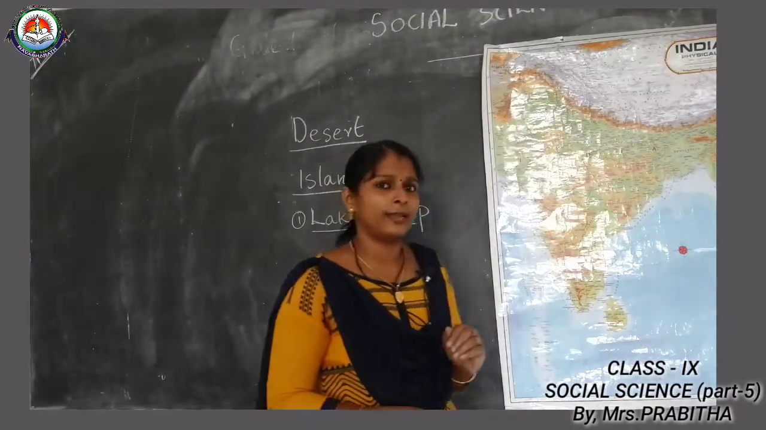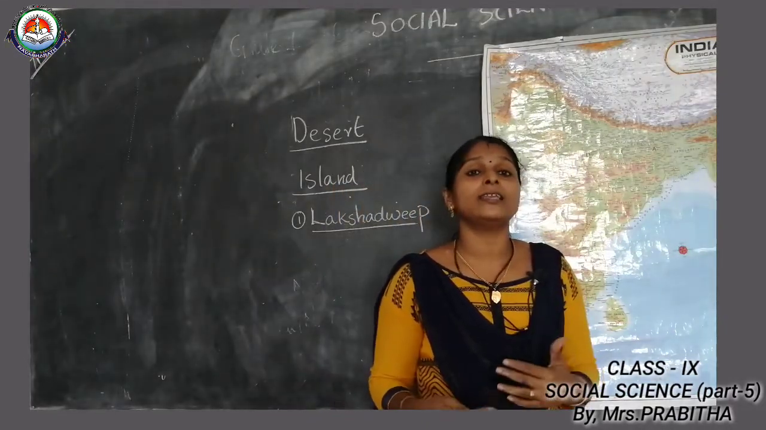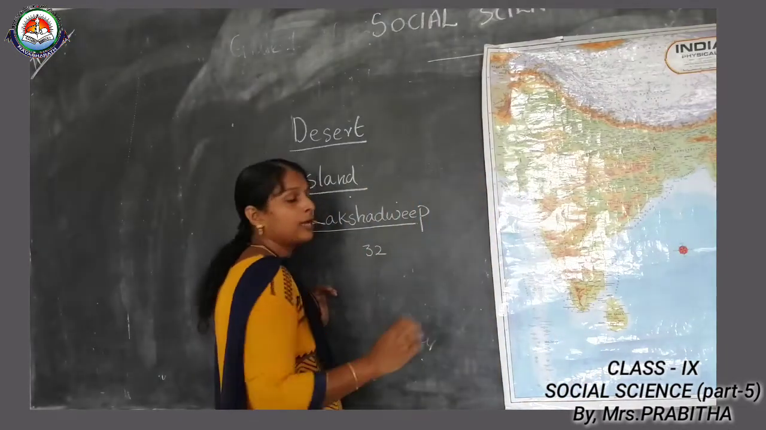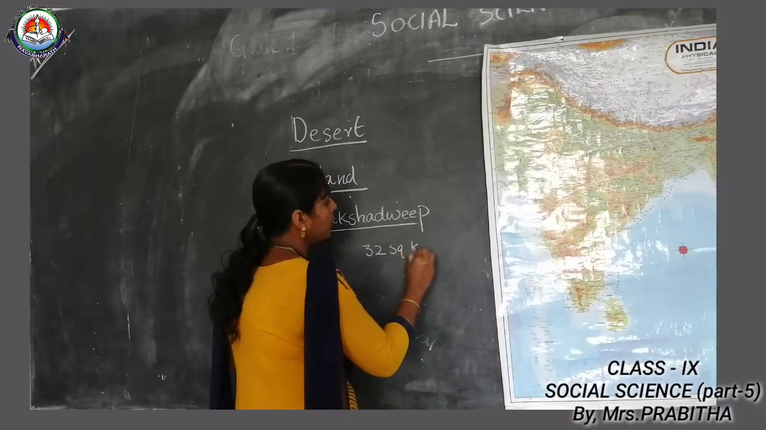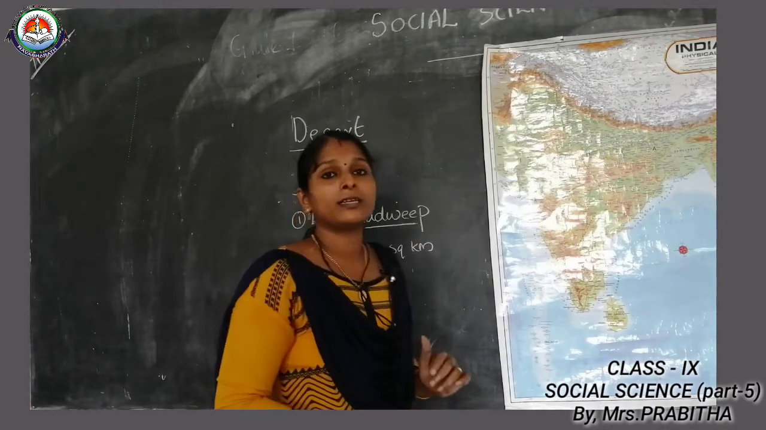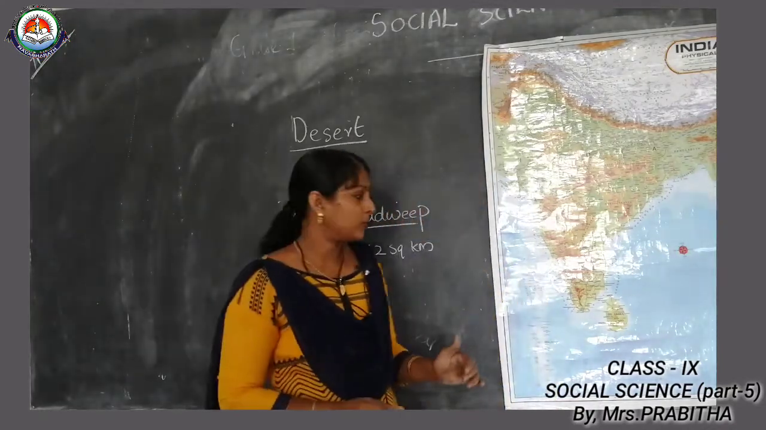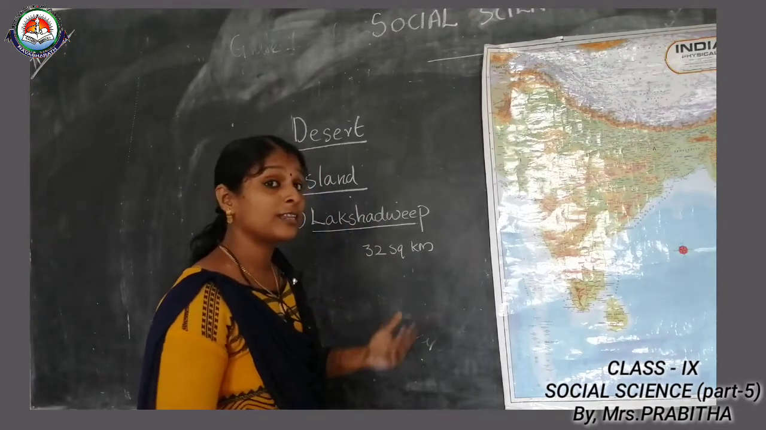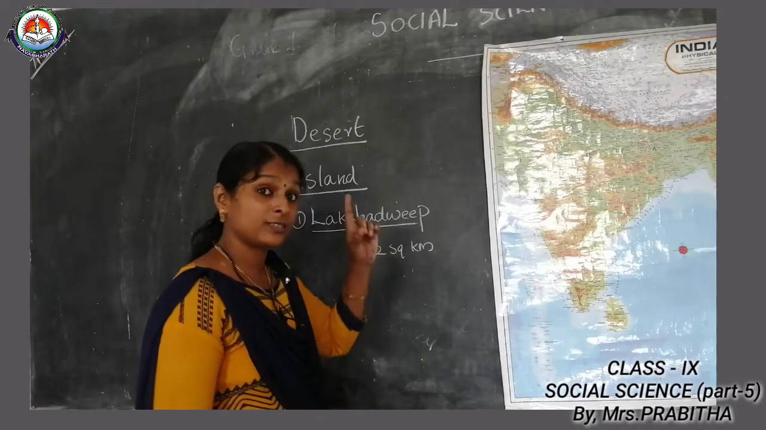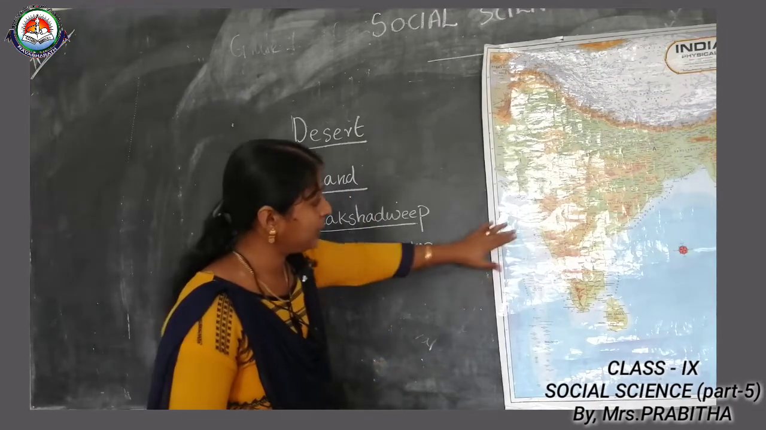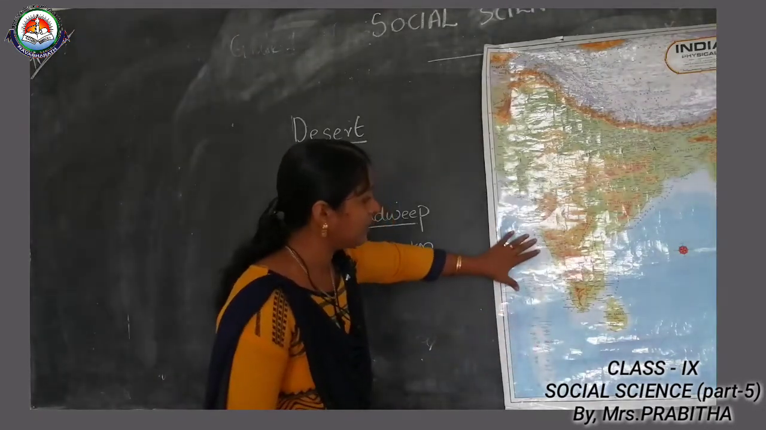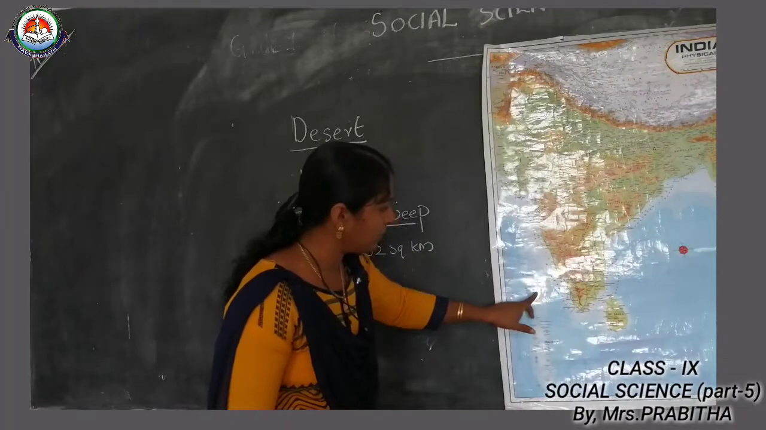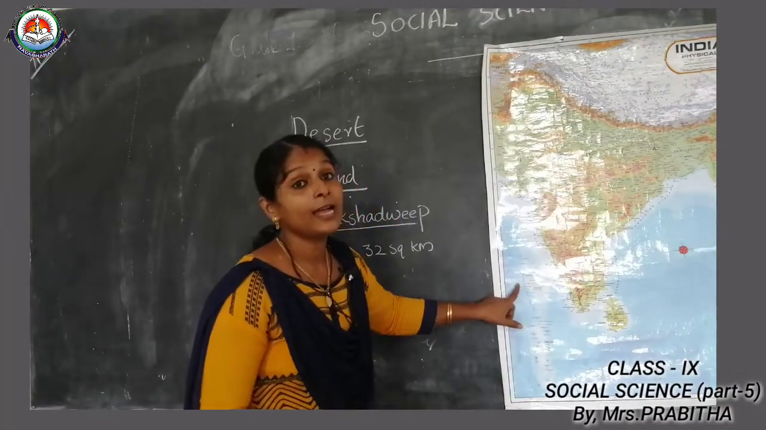It is a small island group. The area of Lakshadweep is 32 square kilometers. So this much only you have to study about Lakshadweep. Where is Lakshadweep? I already showed it in your first class, isn't it? It is in the Arabian Sea, on the western side of India. You can see Kavaratti, the capital of Lakshadweep.